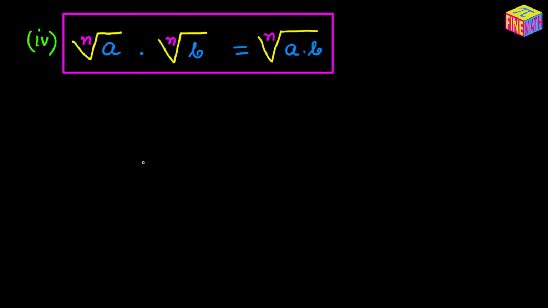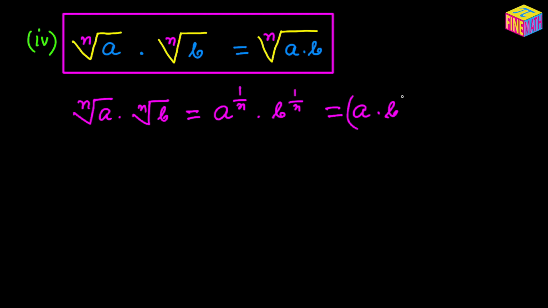So the fourth property says that nth root of a times nth root of b can be written as nth root of a times b. Now how can we prove it? Well, the proof is pretty easy. So let's try to write it like this. So suppose we have nth root of a times nth root of b, and can we write it as a to the power 1 by n times b to the power 1 by n. So we can write this as a times b to the power 1 by n, that is using the property of exponent, and then this is clearly equal to nth root of a times b, or nth root of ab. ab is actually a times b.